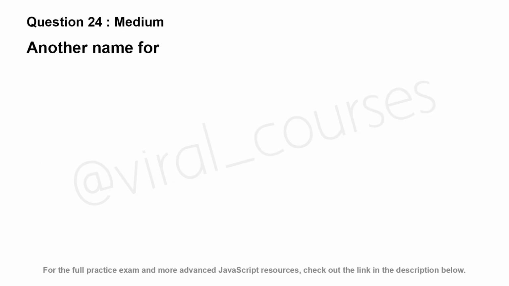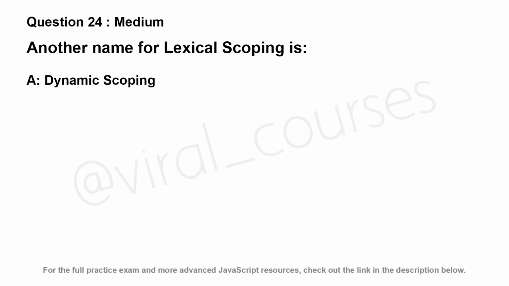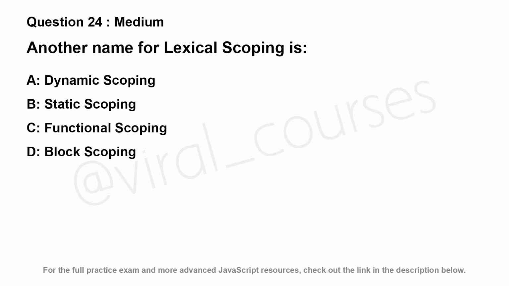Another name for lexical scoping is? Option A, dynamic scoping. Option B, static scoping. Option C, functional scoping. Option D, block scoping.